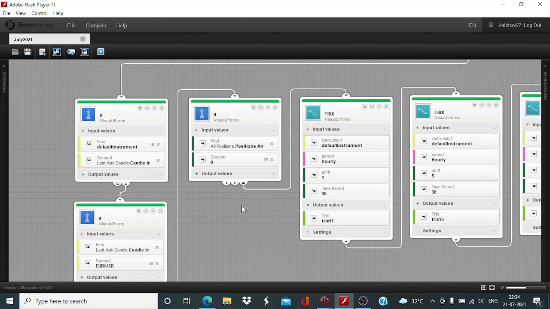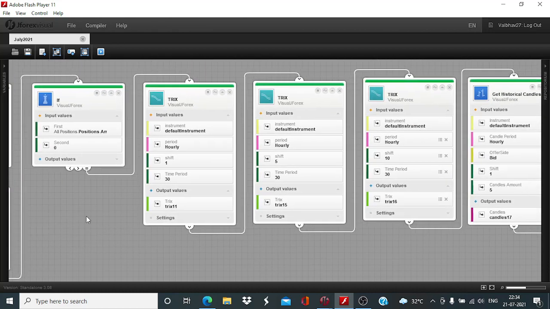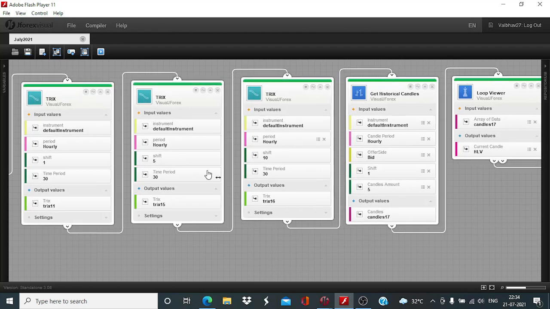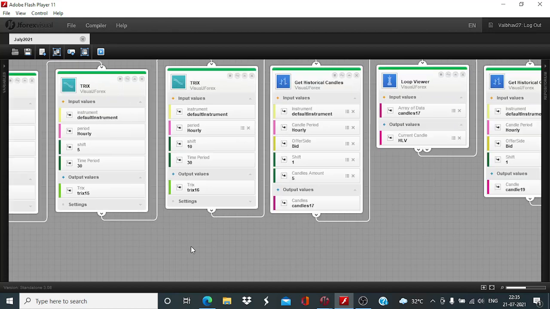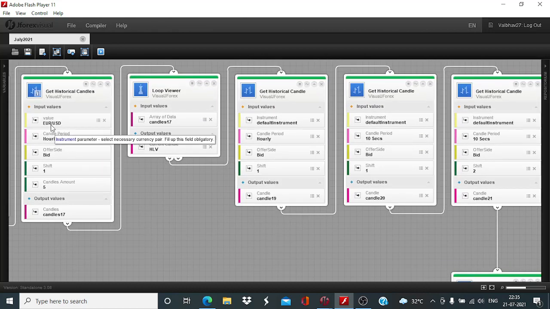In last session, I had carried out this instrument subscription, and after that, the position amount was defined at 0. We have also taken into consideration these three TRIX blocks with varying lookback periods 1, 5 and 10 respectively, simply to draw the comparison and see how the price action is evolving, and to define the conditions on the volatility. We are also considering these 5 historical candles of the candle period hourly.